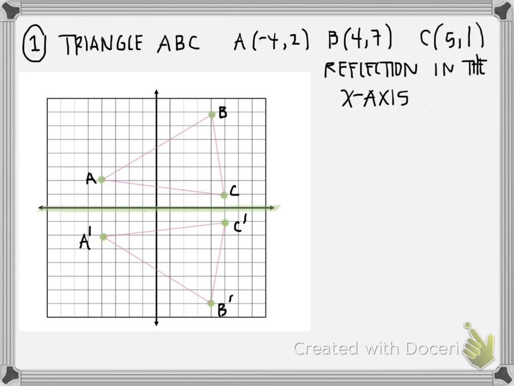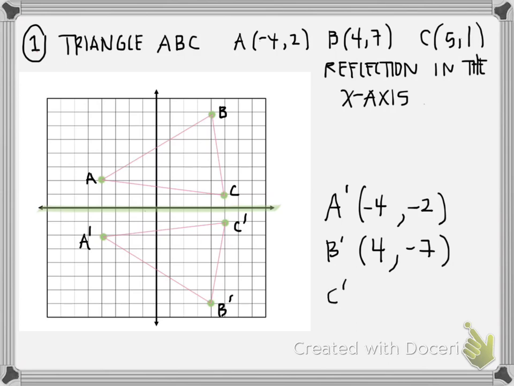Now what are the coordinates for A prime? That would be negative 4, negative 2. Coordinates for B prime would be positive 4, and down 1, 2, 3, 4, 5, 6, 7, negative 7. And for C prime, it would be 5, negative 1.